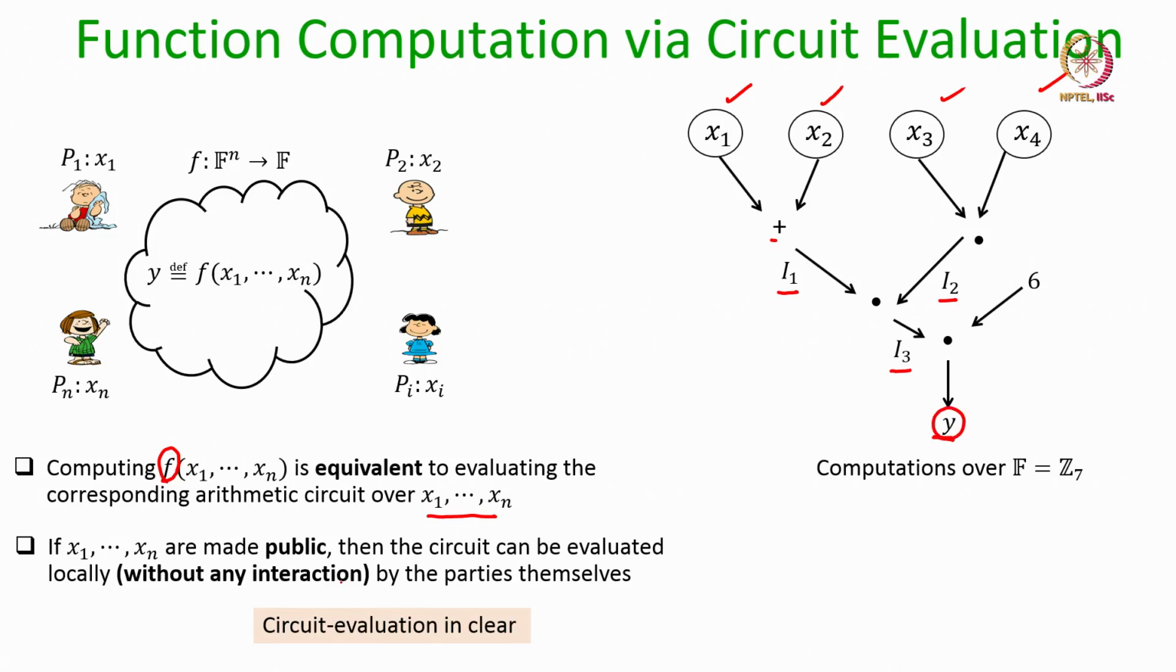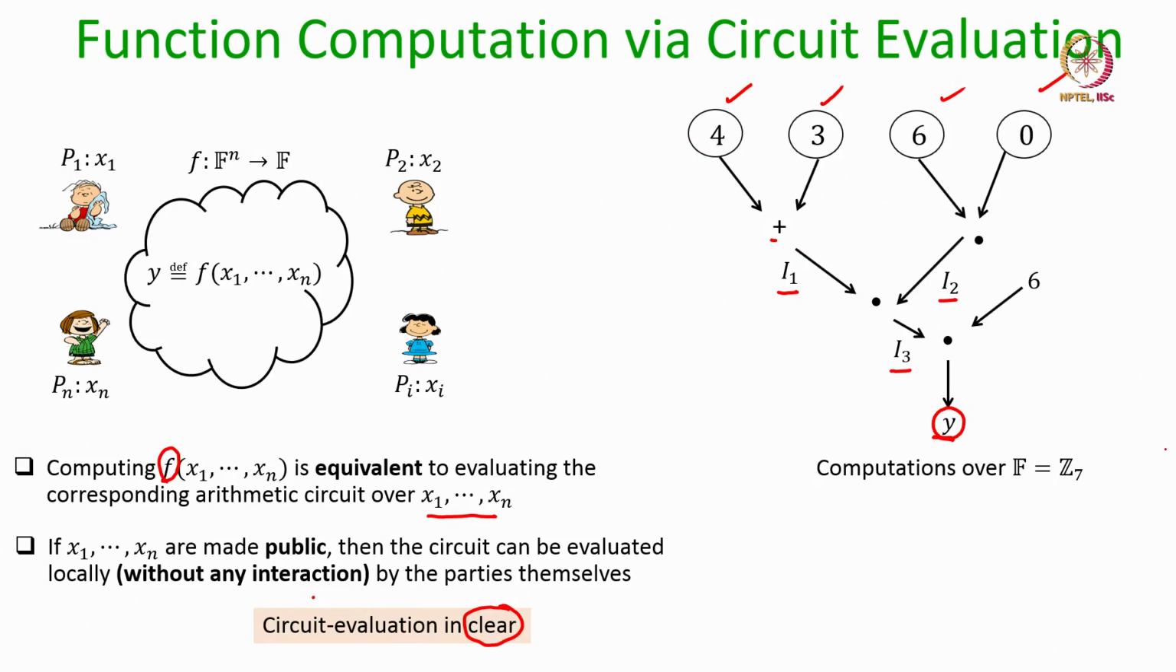So, this is called circuit evaluation in clear. Why circuit evaluation in clear? Because the entire computation is performed over clear values, in the sense that all the values during the circuit evaluation, right from the input to the intermediate values, are known to everyone.